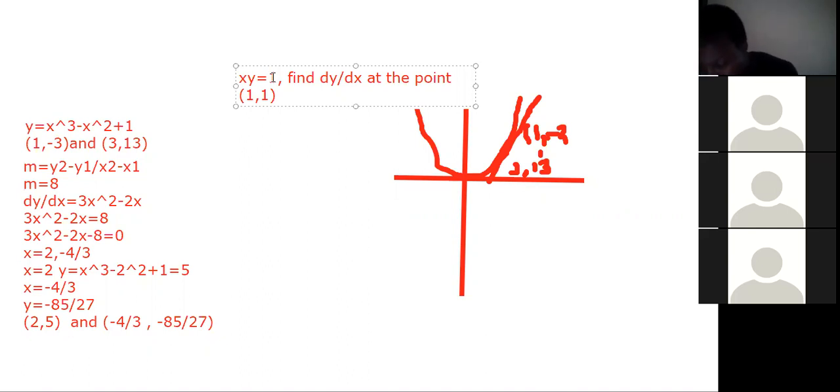Find the coordinates of the point on the graph of y is equal to 3x squared minus x plus 1, at which the gradient is equal to minus 7. Let's do it.